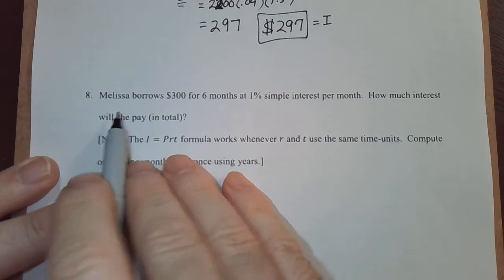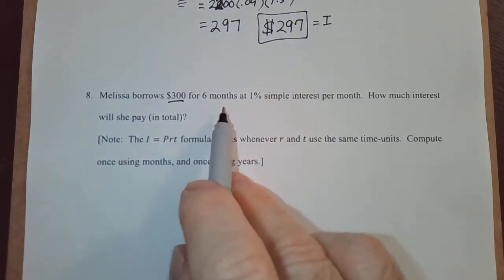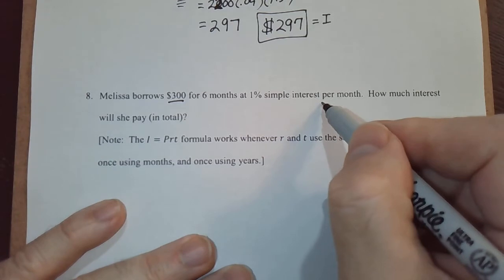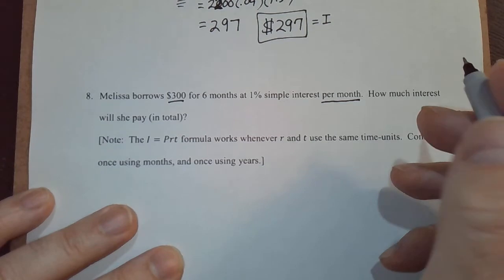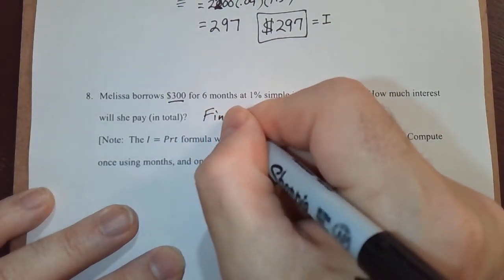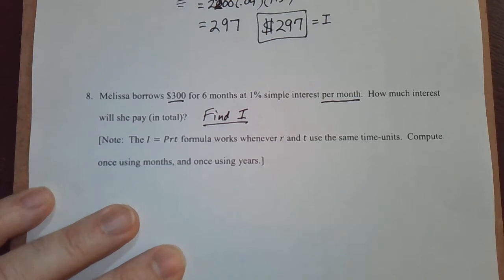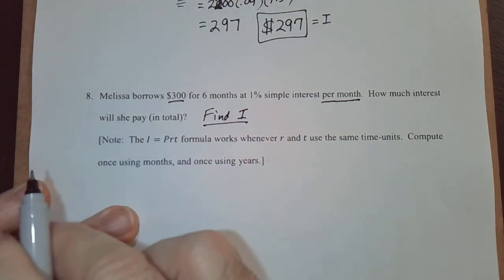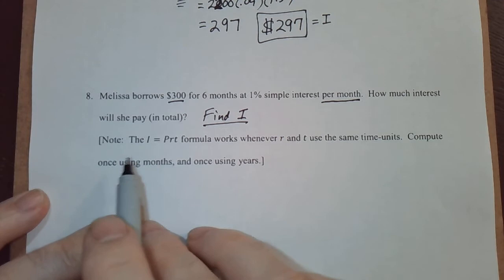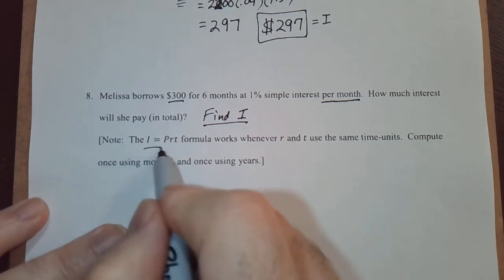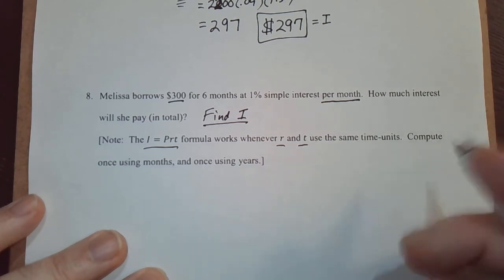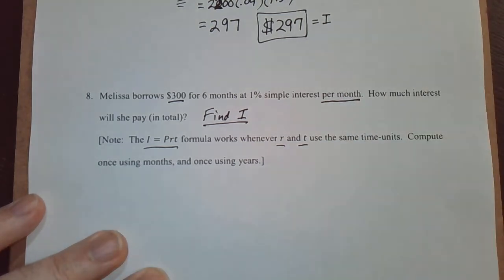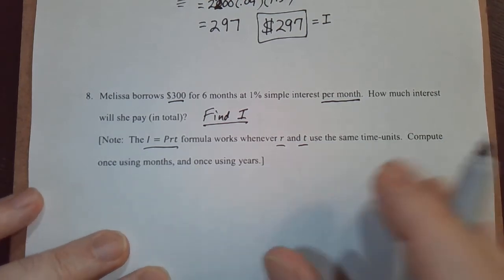All right, the next one. Melissa borrows $300 for 6 months at 1% simple interest, very important, per month. How much interest will she pay in total? So once again, we need to find capital I. Here's a comment. I'm going to prove something I said a little bit earlier. Here's the formula, and it's saying that R and T have to have the same units. They could be months or years. So we're going to do it in two different ways and make sure we get the same answer. We're going to use months once, and once we're going to use years. So we'll use months first.